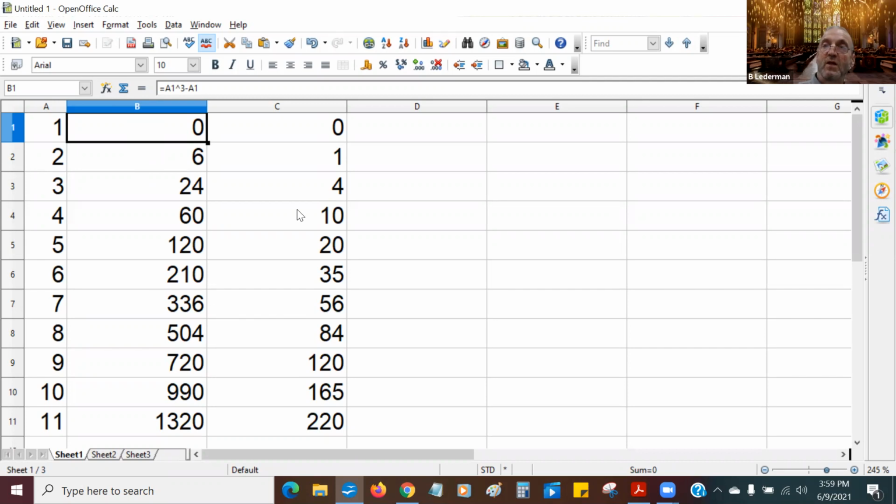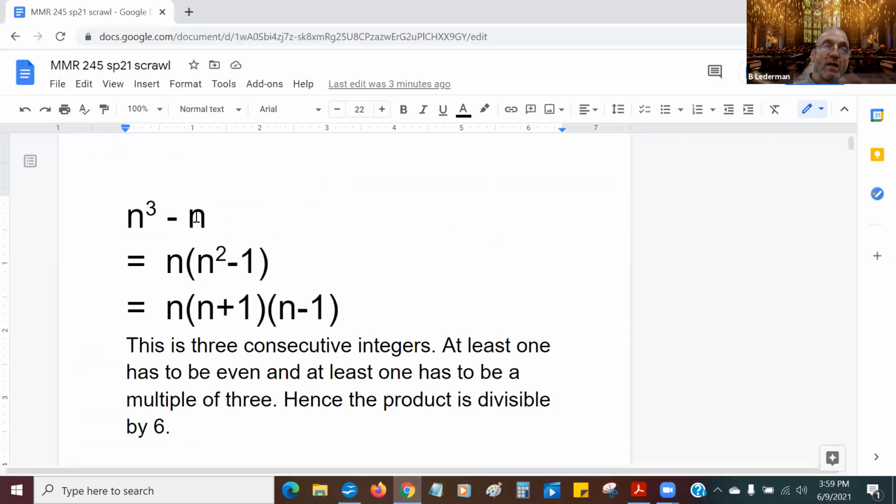So let's see now if we can prove that mathematically. And I'm not even going to use induction here. I'm just going to use a very simple algebraic argument. And here we go. n to the third minus n. Let's factor out the n. So that's n times n squared minus 1. Well, that's n times n plus 1 times n minus 1.